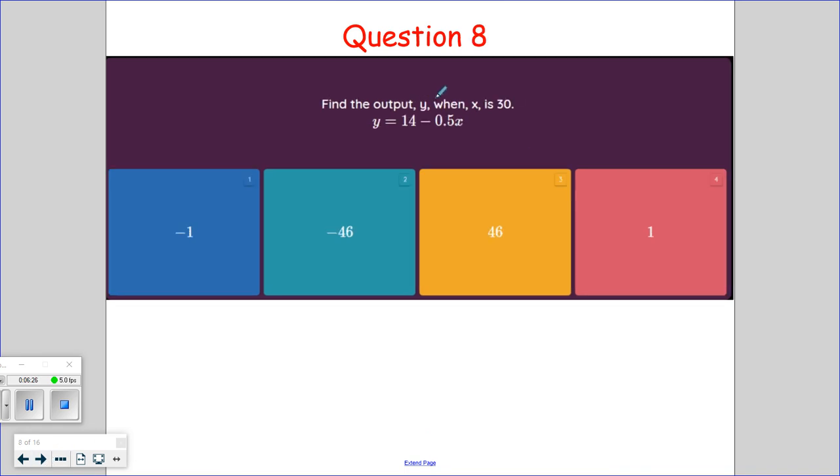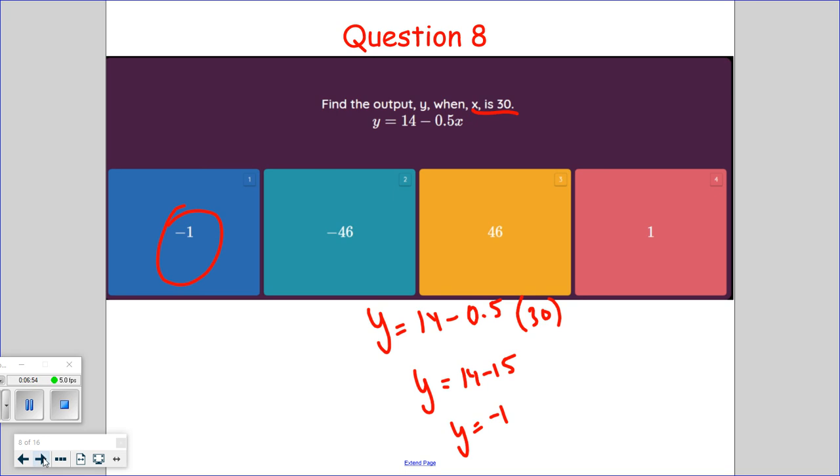Find the output y when x is 30. So here you go. y equals 14 minus 0.5, but now we're going to replace x with 30, so times 30. All right. Order of operations, 0.5 times 30 is half of 30, which is 15. So y is equal to 14 minus 15, or y is equal to -1. So when x is 30, y is -1.